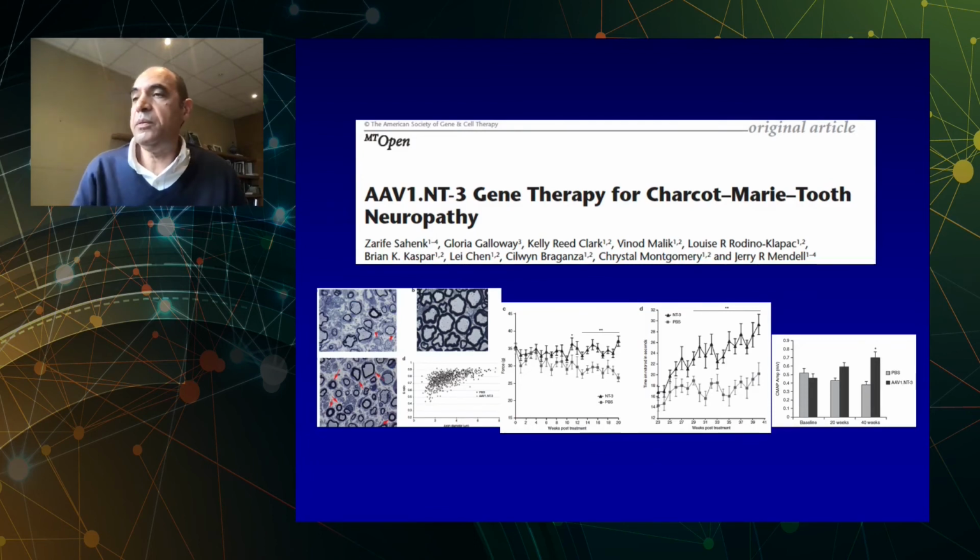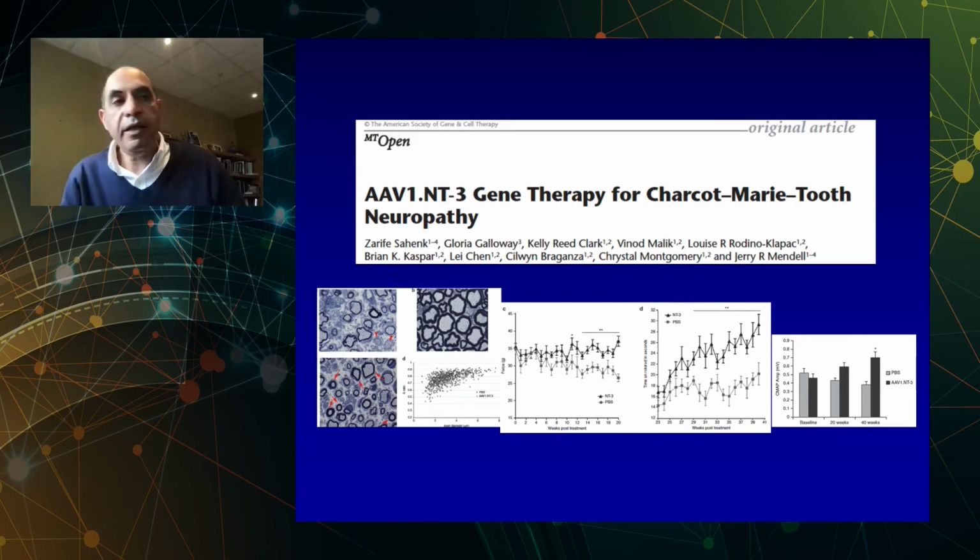Another very interesting molecule is this one. This is gene therapy, but not directly targeting PMP22, the gene implicated in CMT1A. So 9 patients have been tested. The results are very interesting. So we hope that a phase 2 will be planned. We are waiting for that.